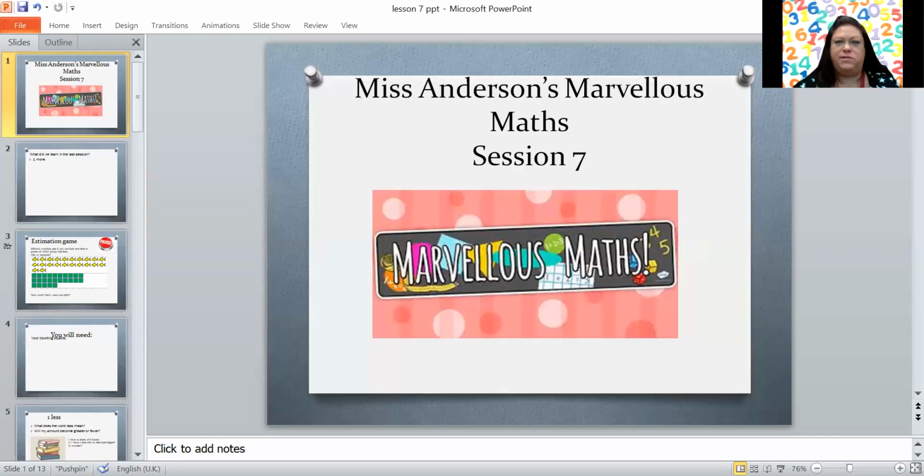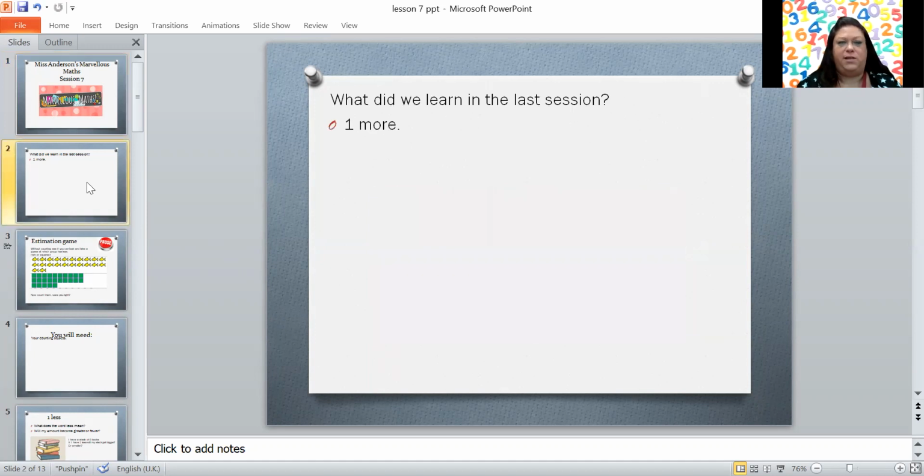So here we go. Here is today's lesson. We are on session 7. Wow, session 7. Now, who can remember what we thought about yesterday? That's right, we thought about one more, didn't we? And one more, the number was higher each time. The amount got more, we had a greater amount.